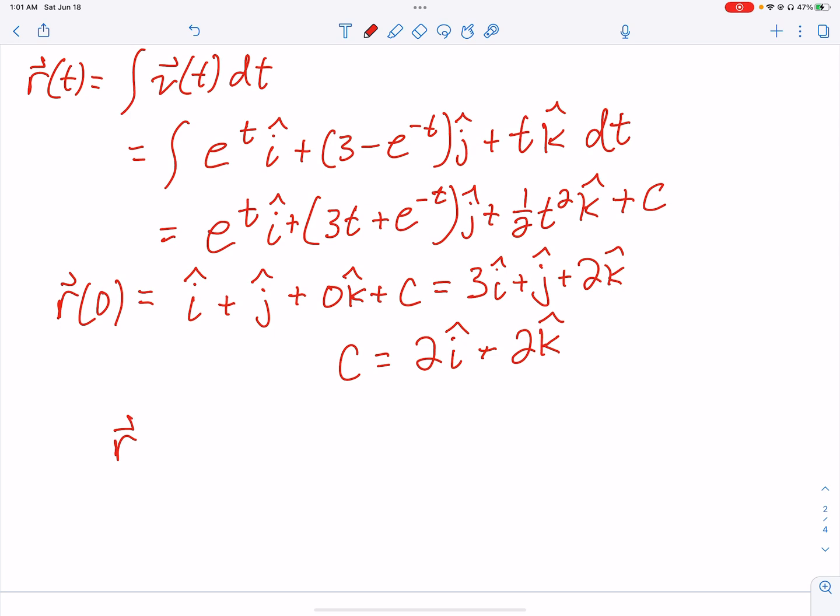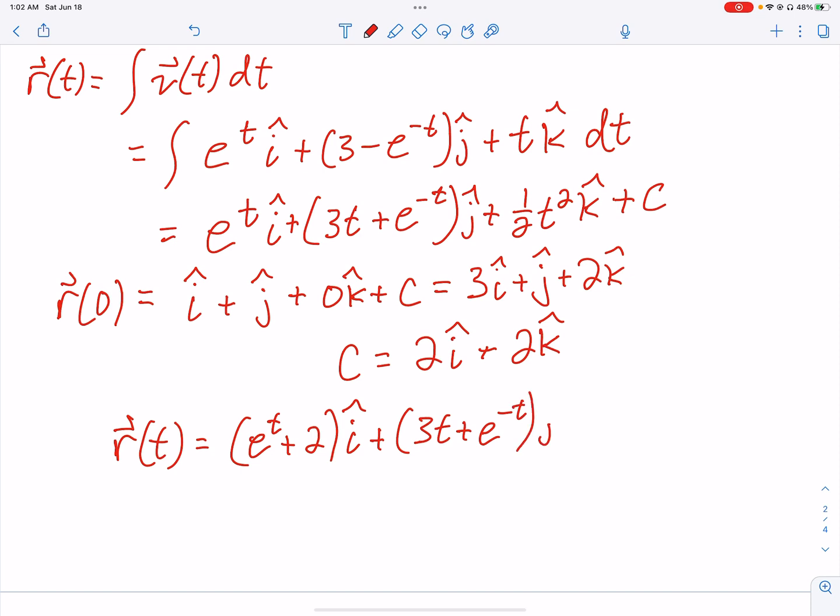So now I have my final answer. r of t, I'm adding a 2 into the i. So I get e to the t plus 2 i, plus 3t, not 3 to the t, plus e to the negative t, j. And then plus, now we finally have something for k, 1/2 t squared plus 2. Okay, there is my original position function.